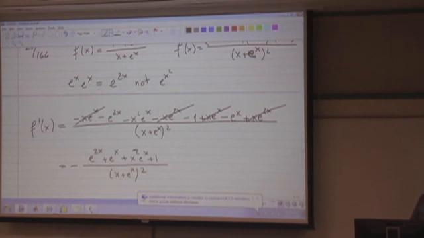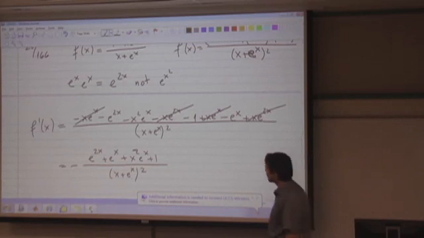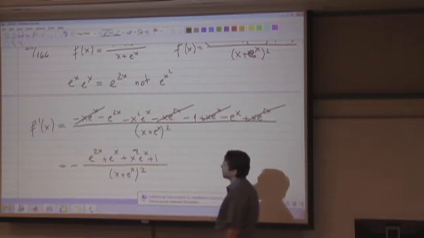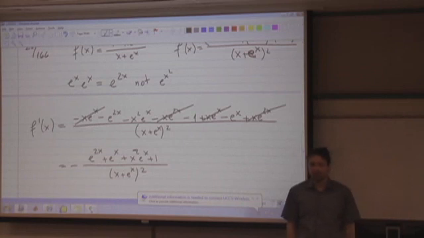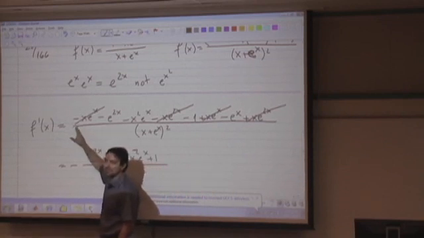Yes? Right, you know how you crossed out some stuff on the numerator? Do they actually cancel, or are you just adding them together? You add them together and they end up equal to 0. X e to the x minus x e to the x is? Oh, okay.